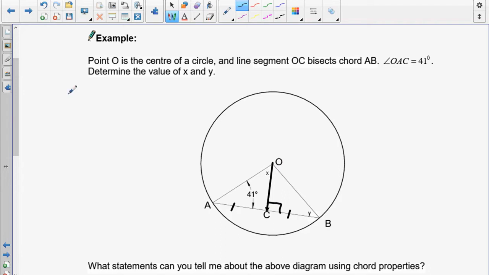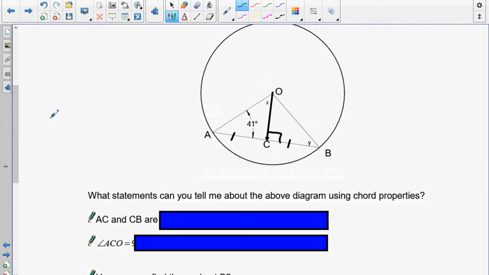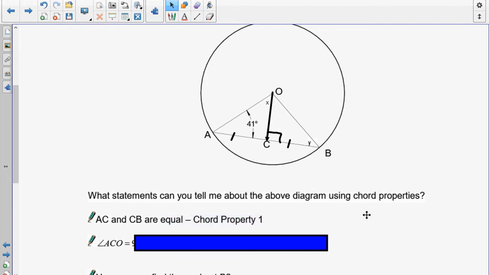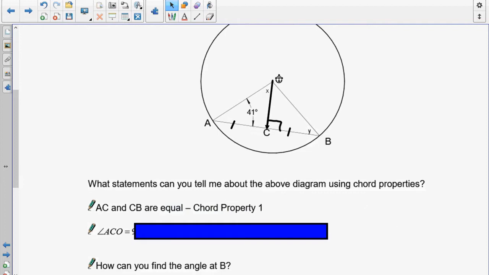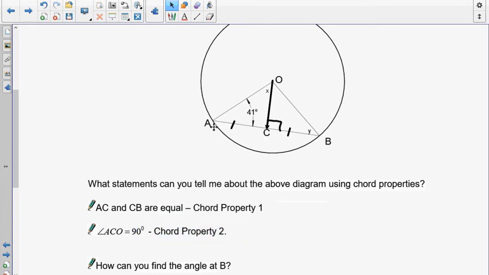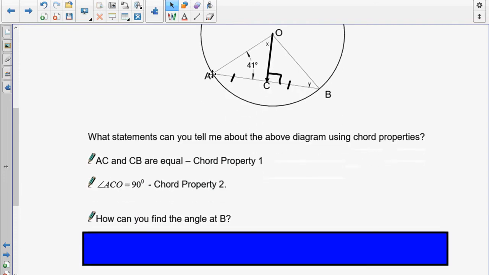Okay, so the problem goes on and says, what can you tell me about this stuff? Well, we know that AC and CB, they are equal. And that's because of chord property 1. It also, because we go from a perpendicular line out through the center, we know that angle OCA and OCB, that's 90 degrees. So if I know that A is 41, I want you to pause the recording and I want you to find the value of Y. So pause the recording and do that first.